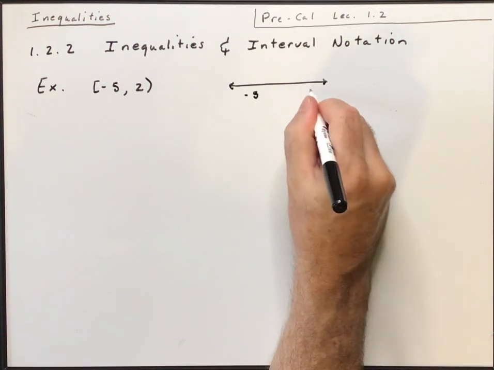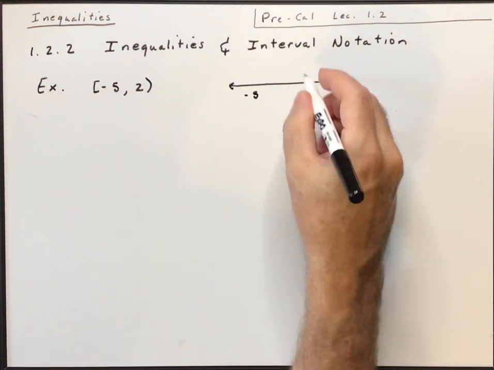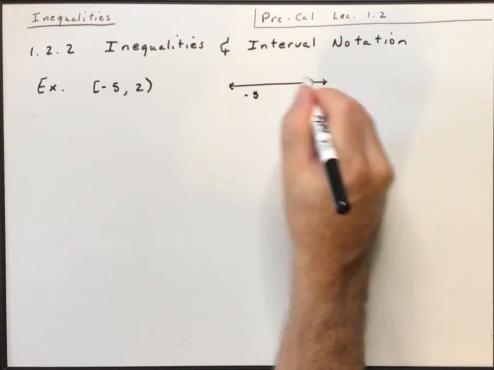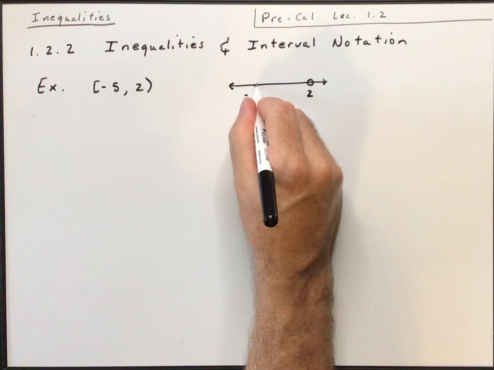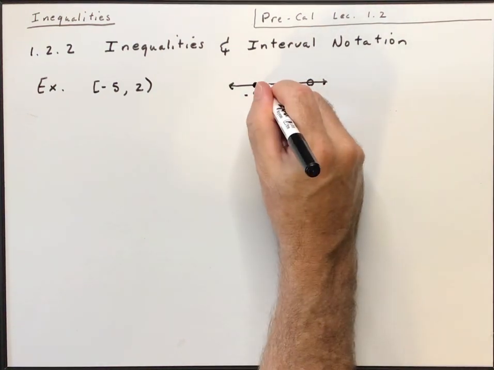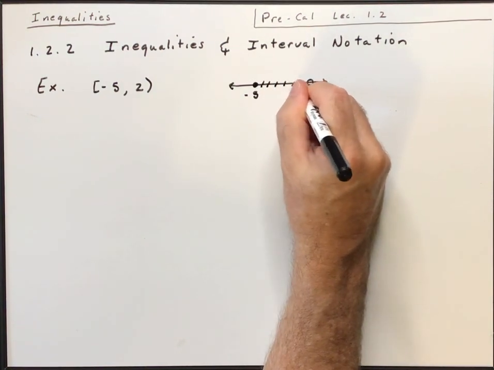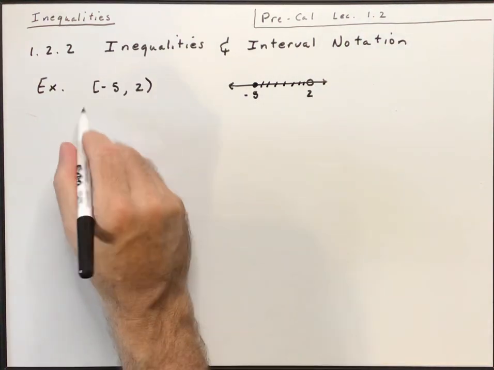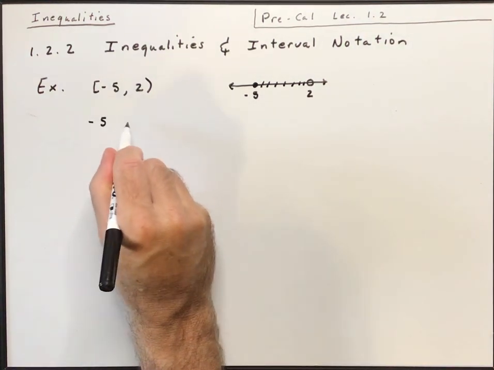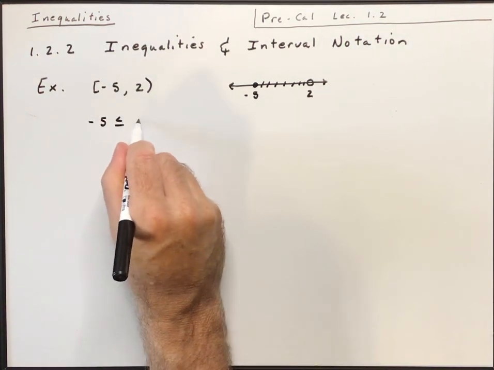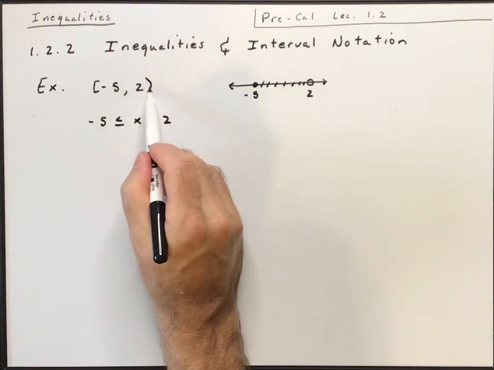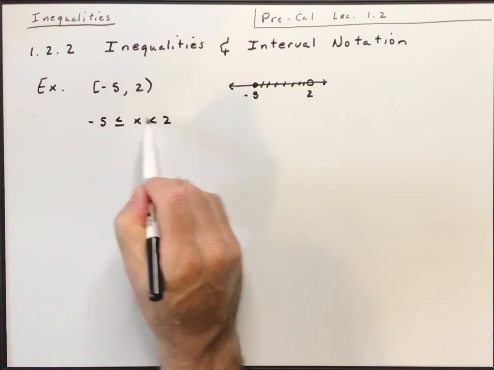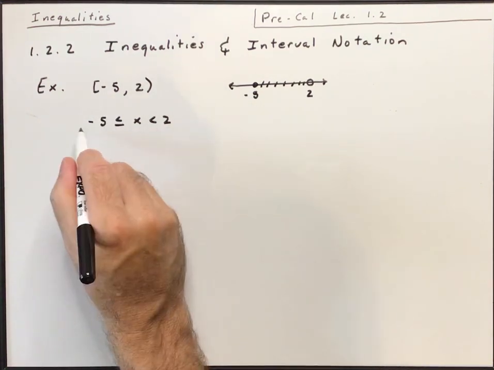-5, 2. The 2 would be an open circle because it's a parenthesis, and the -5 is a bracket, so that's a closed circle. And we know we're in between those two. So our inequality is going to be -5 less than or equal to x less than 2. Okay, the parenthesis tells you less than. The bracket tells you less than or equal to.